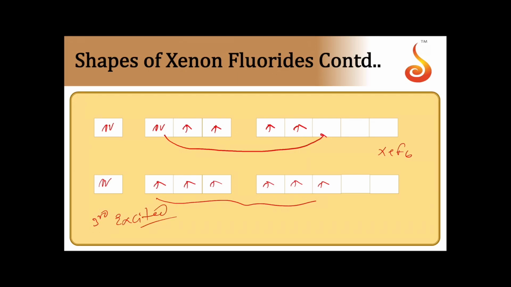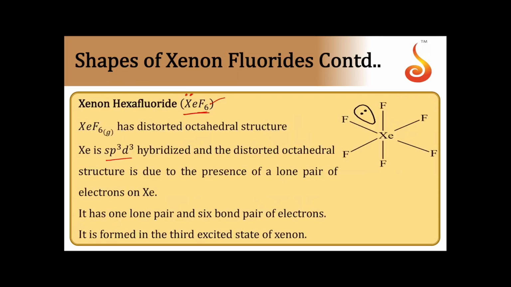In the third excited state, we have 6 unpaired electrons present. Therefore, it will be in the third excited state for the formation of the XeF6 molecule. sp3d3 hybridization. It has one lone pair on xenon present. So therefore, the structure is distorted octahedral because of the presence of one lone pair of electrons on that.